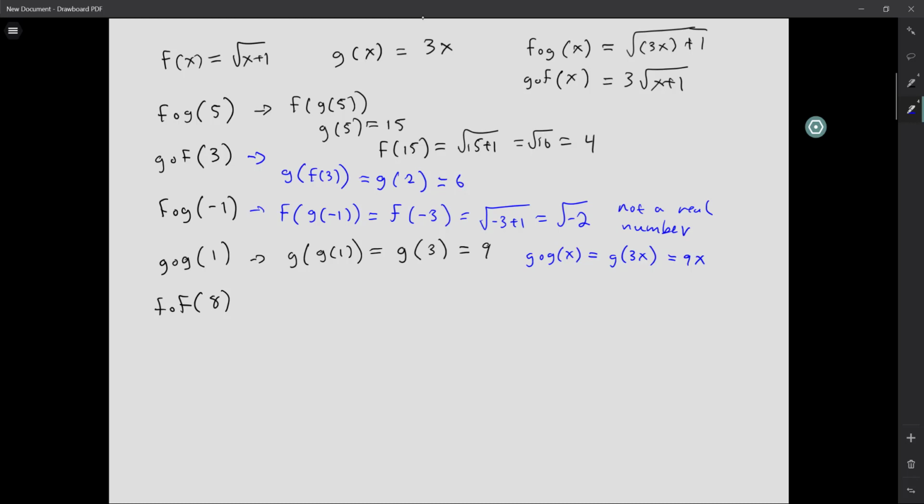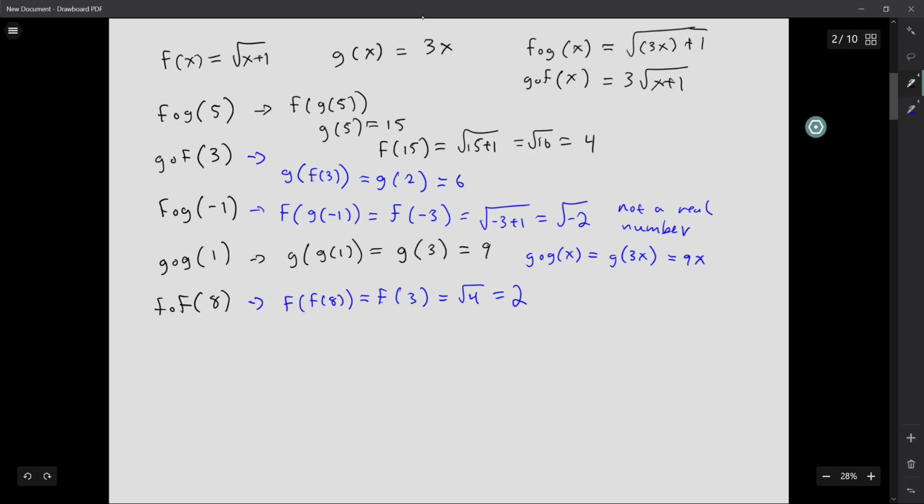And for the same reason, we can do f of f of 8. This is f of the square root of 9, which is f of 3, but f of 3 is equal to the square root of 4, which is 2. So let's talk about that domain problem that we had here.